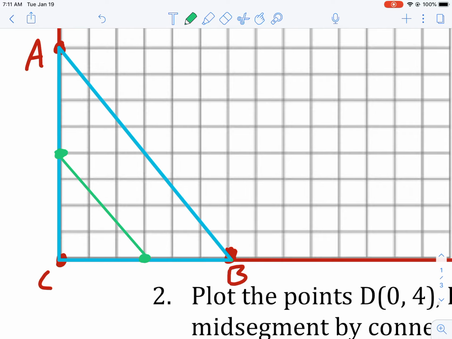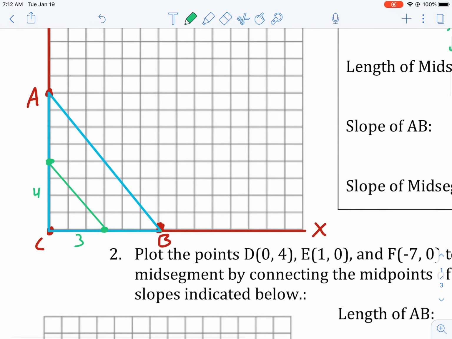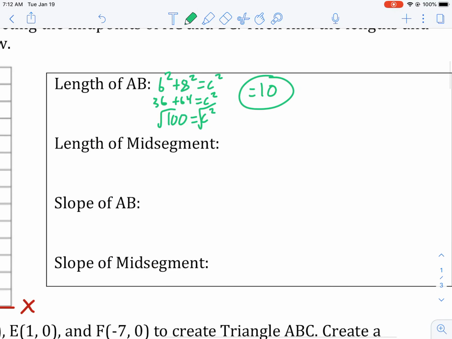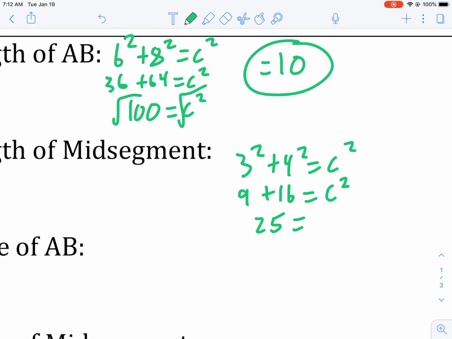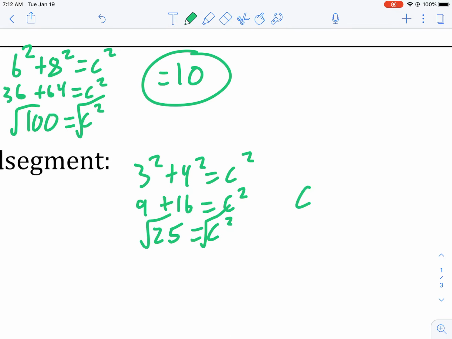And so we can figure out the length of that line by doing the same thing that we just did. This is up 3, this is up 4, right? So we can do the Pythagorean theorem with 3 squared plus 4 squared equals c squared. 3 squared is 9, 4 squared is 16, 9 plus 16 is 25. And again, we have a whole number, so we can square root that. So the length of the midsegment is 5.